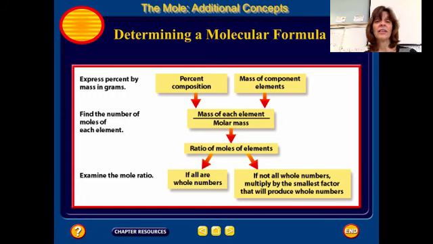All right, so here's a little diagram to help summarize what we just did. First step, you need to have either a percent composition or the mass of the different elements in the compound. That leads you to the mass of each element. Divide that by the molar mass to find moles of each element. Then you need to find the ratio of those moles, and if they're all whole numbers, you get your empirical formula. If they're not all whole numbers, you need to multiply by the smallest factor that will produce whole numbers.